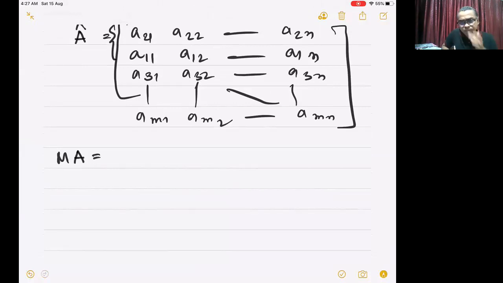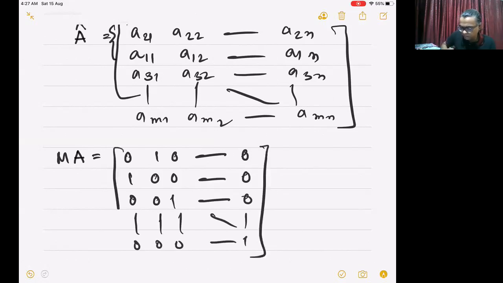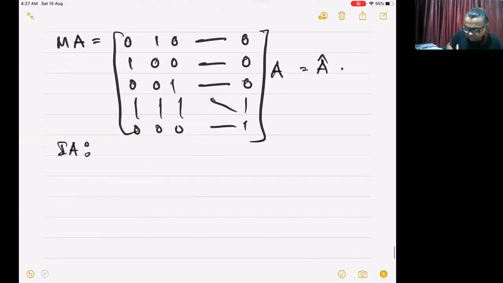Well, in fact, you see, the first row of this product should be such that it picks out the second row of A. Then this should be 0, 1, 0, of course. And the second row should be such that it picks out the first row. So it should be like this. And the rest will just be as they would be for an identity. This is the M matrix. This multiplies A and it produces the desired A hat. That's it. That's the permutation. Your immediate attention problem is, of course, do it for ij.